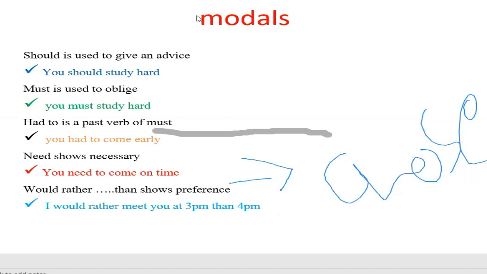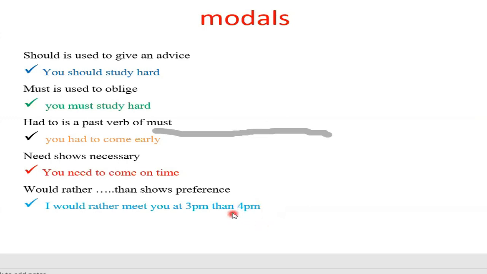3 or 4? I would like to meet you at 3 p.m. Yeah, what you want comes first. What you want comes first. What you don't want comes right later, at the end. At the end.